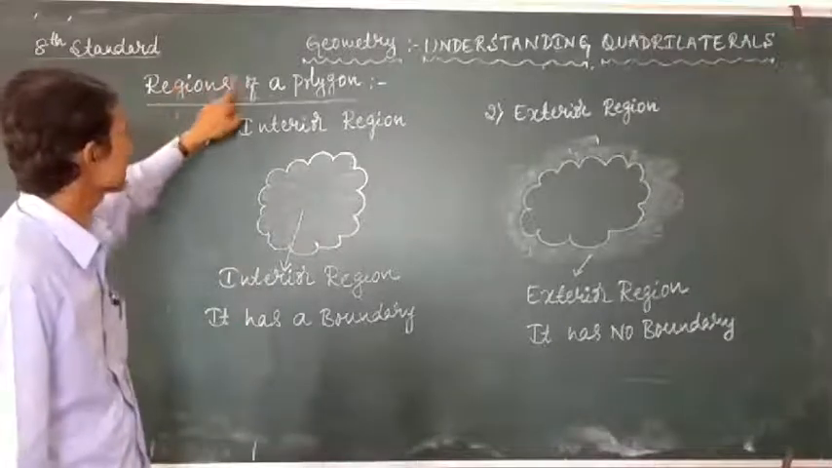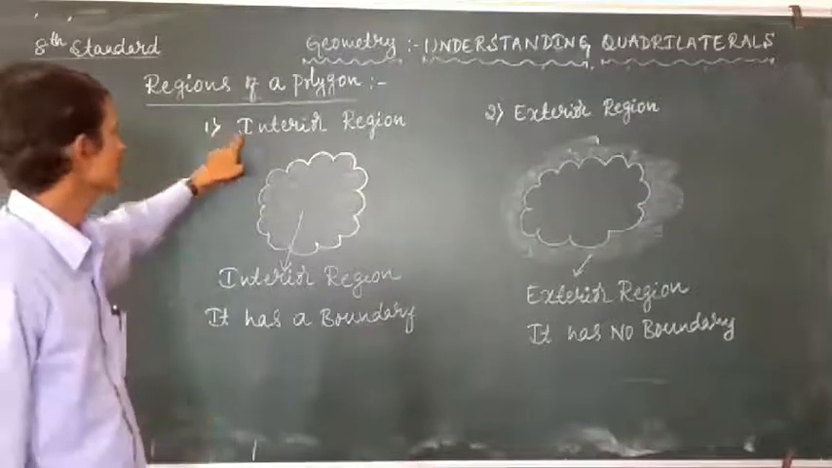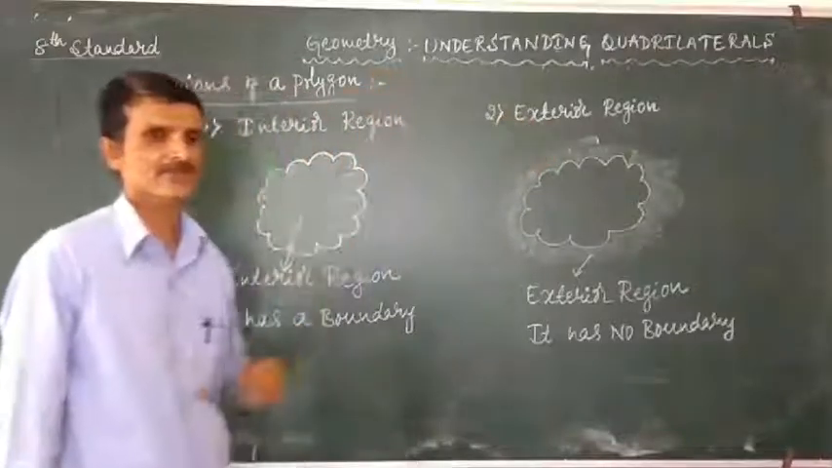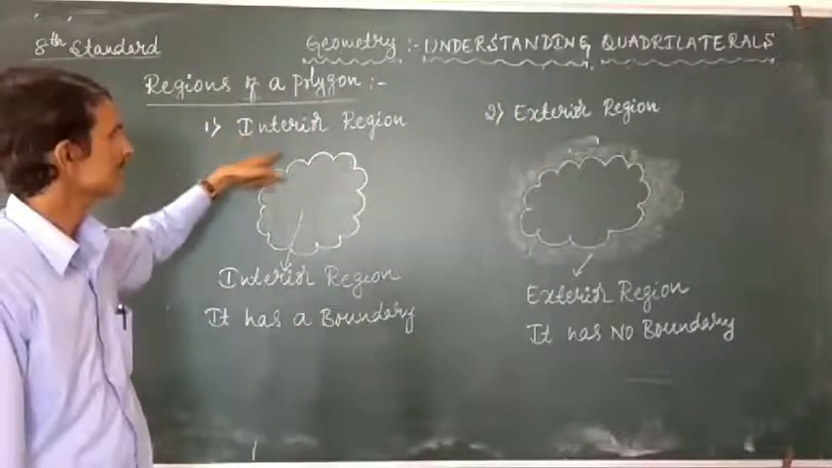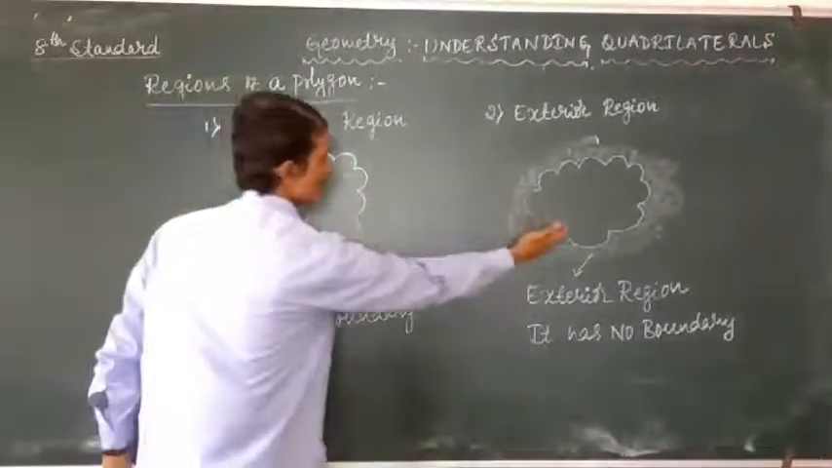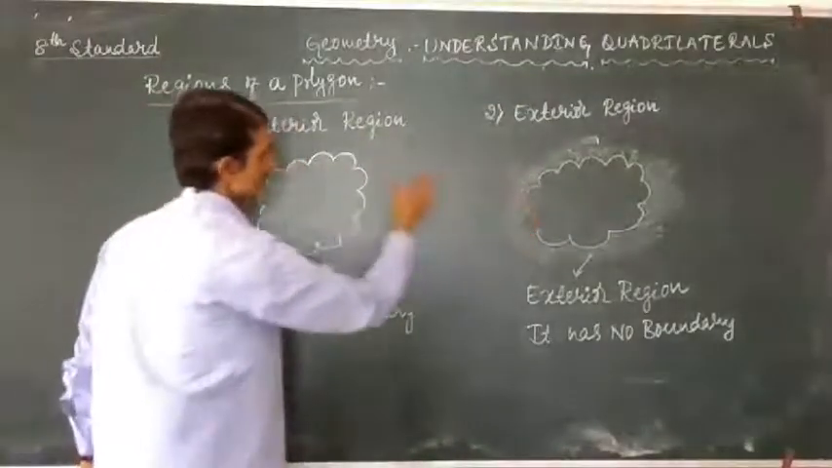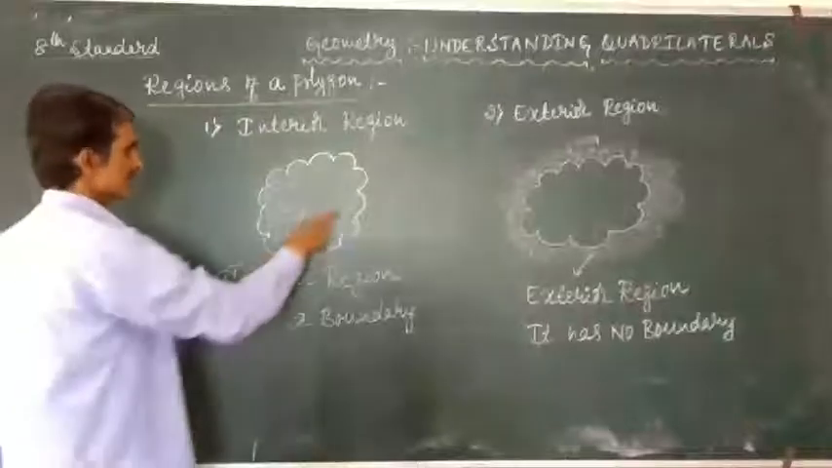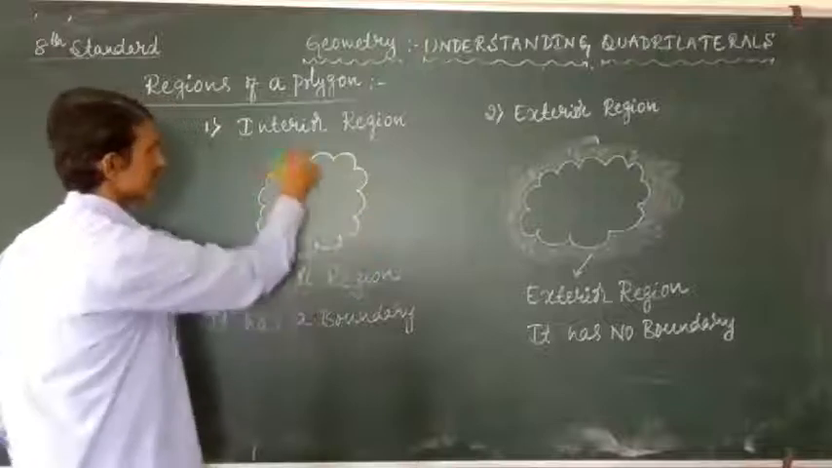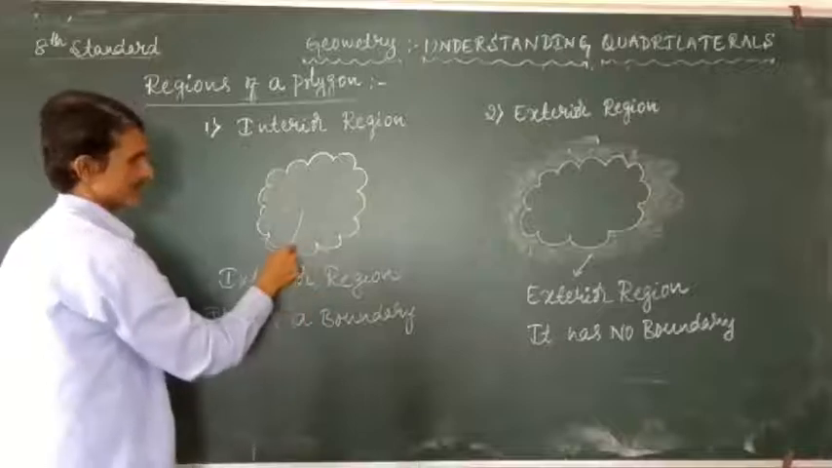So polygon has two regions. First one is interior region and the next one is exterior region. So if you observe these two figures, the area which is inside this bounded region is called the interior region.